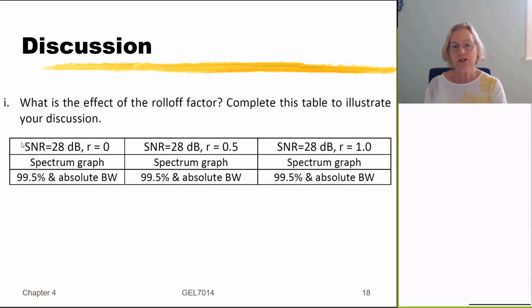What I'd like you to do is save the screenshots, and this is where you're going to put them. You're going to put a label on, saying what the SNR is and what the roll-off factor is. Then you'll put the spectrum graph there. And then you'll put these two bandwidths, and they'll be different, and then you're going to discuss what's the effect of the roll-off, what's the effect on the spectrum, for instance.